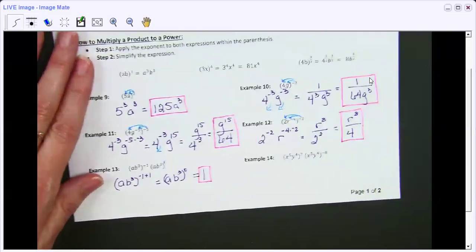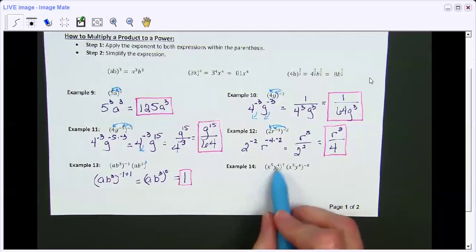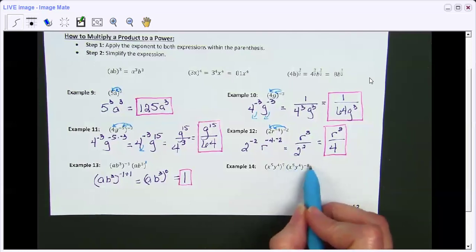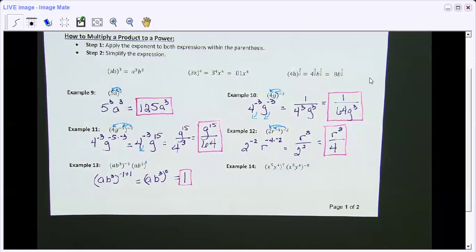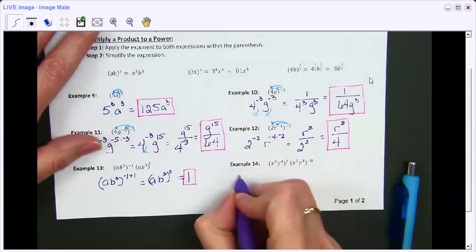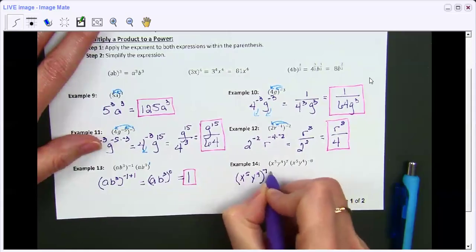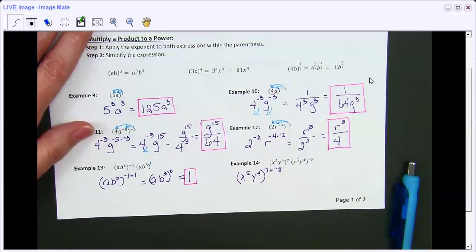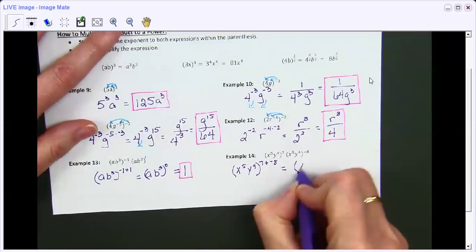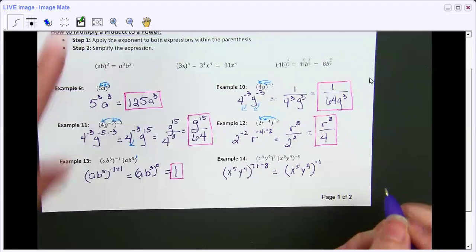So let's look at this next one. This one, you have x to the 5th, y to the 4th raised to the power of 7, and then you have the same base, x to the 5th, y to the 4th raised to the power of -8. So it's the same process. You're just going to add your exponents. So I have x to the 5th, y to the 4th raised to the power of 7 plus a -8, which is x to the 5th, y to the 4th raised to the power of a -1.